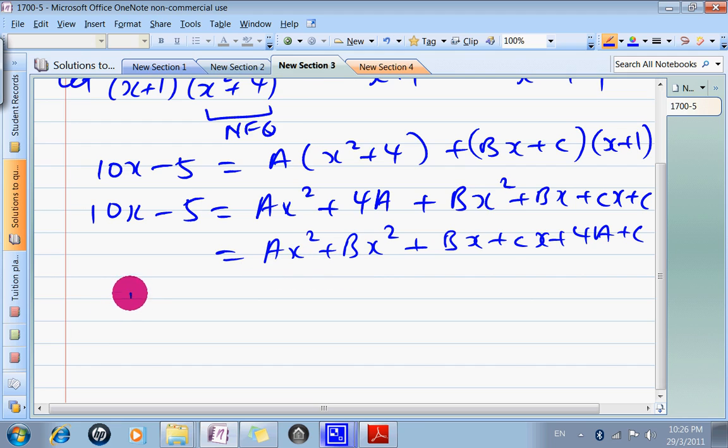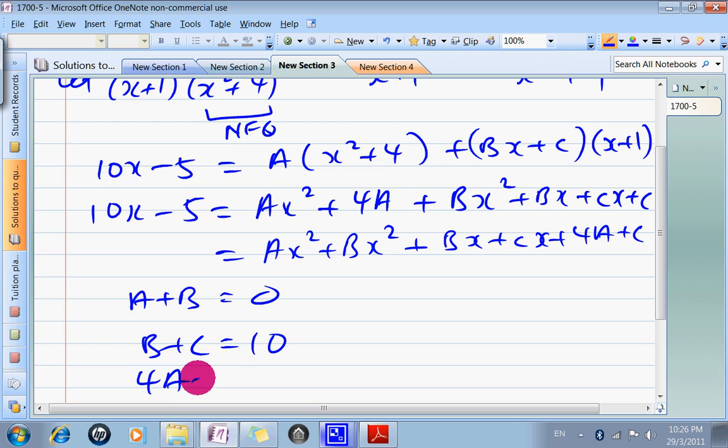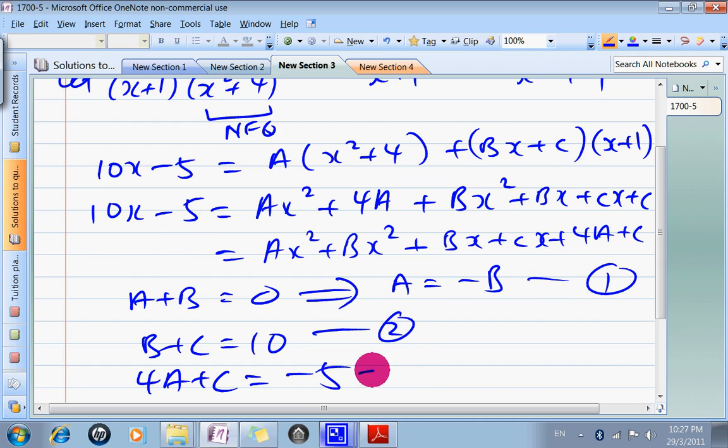So a plus b equals 0 because the x squared on the left hand side doesn't have one, which means 0. So a plus b equals 0. Next, b plus c equals 10. Okay. Next, 4a plus c equals negative 5. So what we do is that from this one we know that a equals minus b. Okay, so we sub this into 2 and 3.